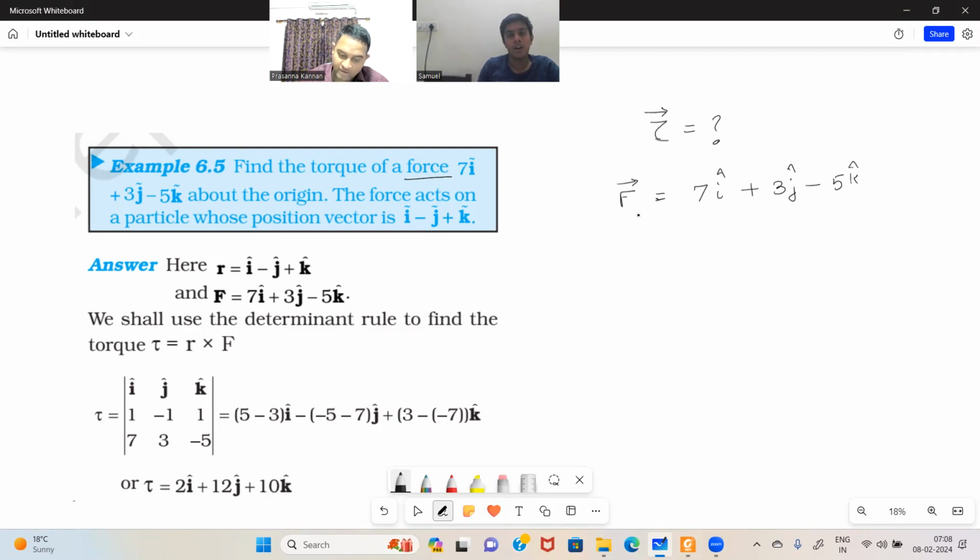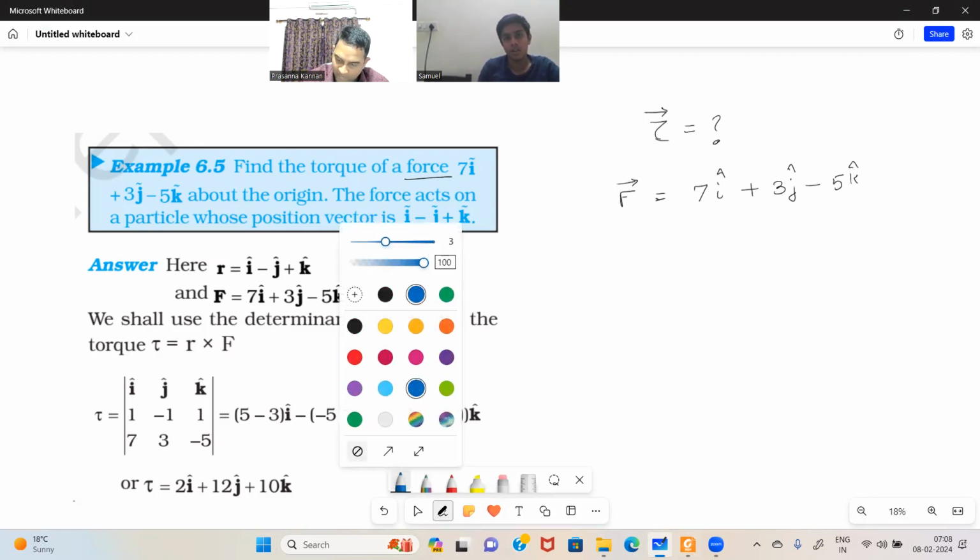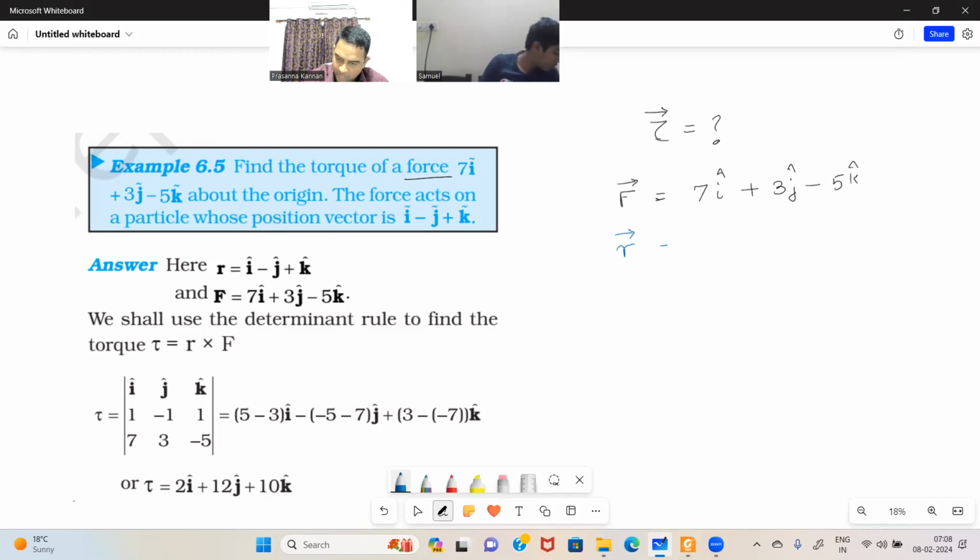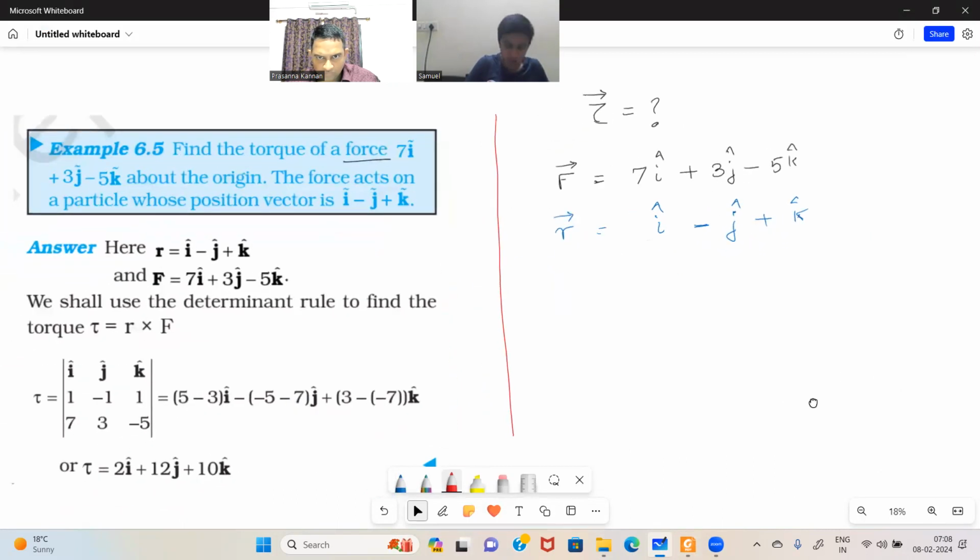Then, about the origin, the force acts on a particle whose position vector is given by R vector. What is the position vector, R vector? I cap minus J cap plus K cap. I have given you the formula. Torque is obtained as what? The cross product of R and F.